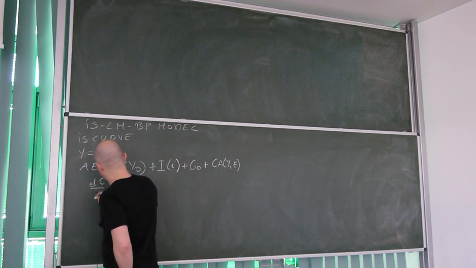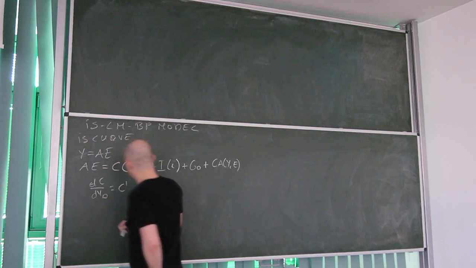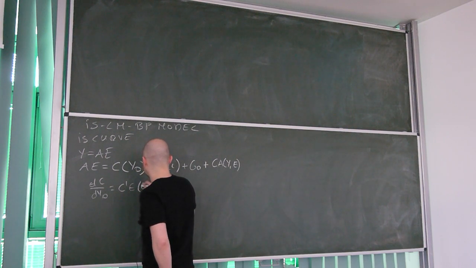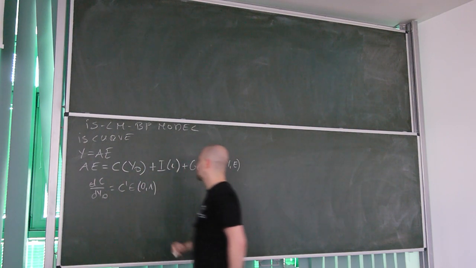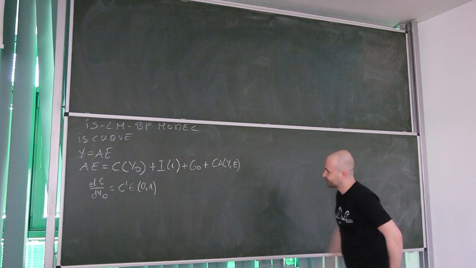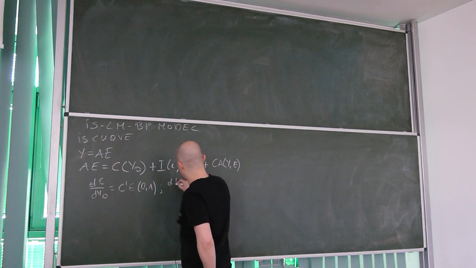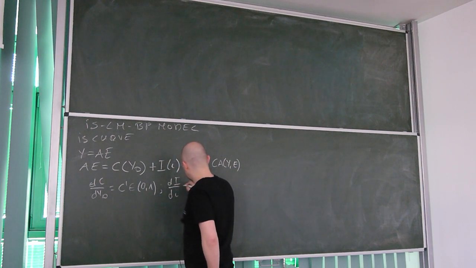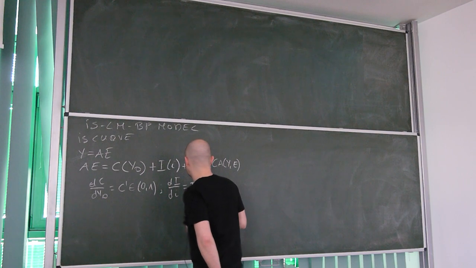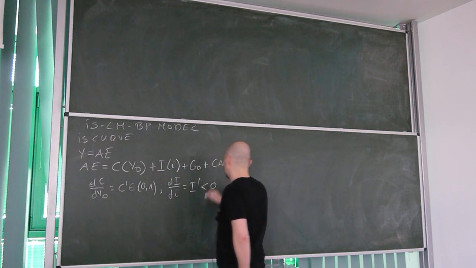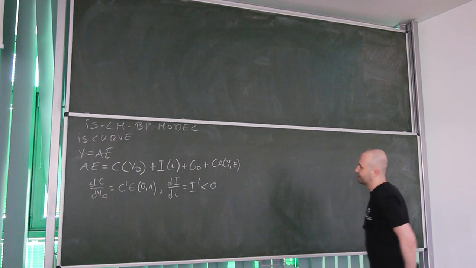the derivative of consumption with respect to disposable income, denoted as C prime, is the marginal propensity to consume, and is somewhere between 0 and 1. The derivative of investment with respect to the interest rate, just as before, denoted I prime, is negative. The bigger the interest rate, the lower the investment.